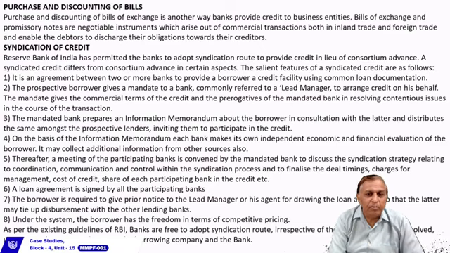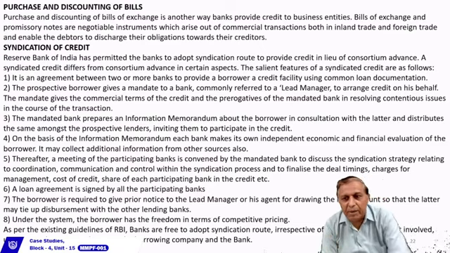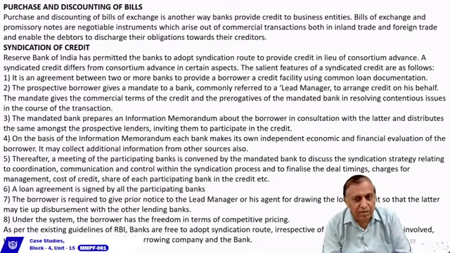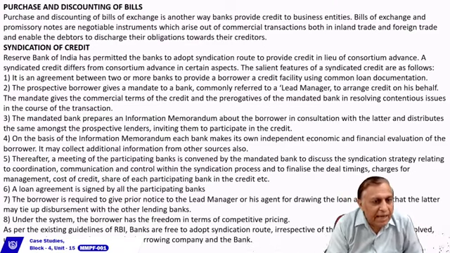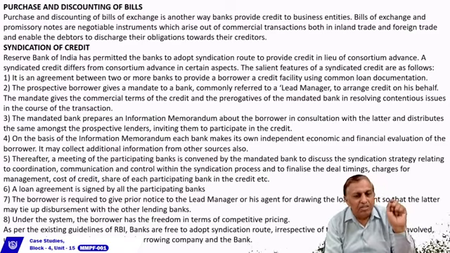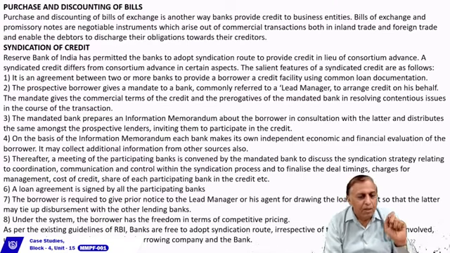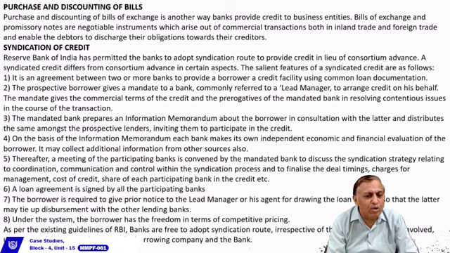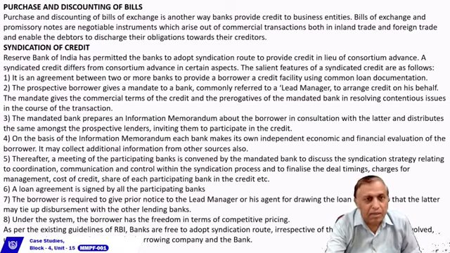On the basis of information memorandum, each bank makes its own independent economic and financial evaluation. Thereafter, a meeting of the participating banks is convened by the mandated bank, and then a loan agreement is signed by all participating banks. The borrower is required to give prior notice to the lead manager. Under the system, the borrower has the freedom in terms of competitive pricing. As per the existing guidelines of RBI, banks are free to adopt syndicate route irrespective of the quantum of credit involved, upon mutual agreement between the borrowing company and the bank.